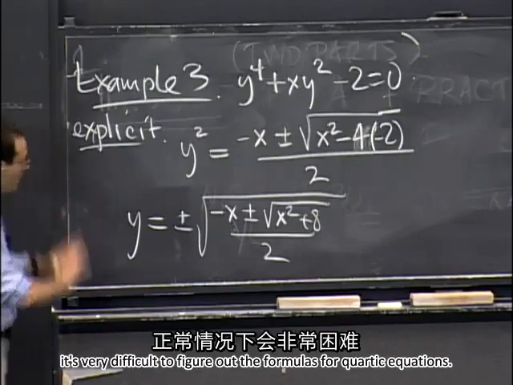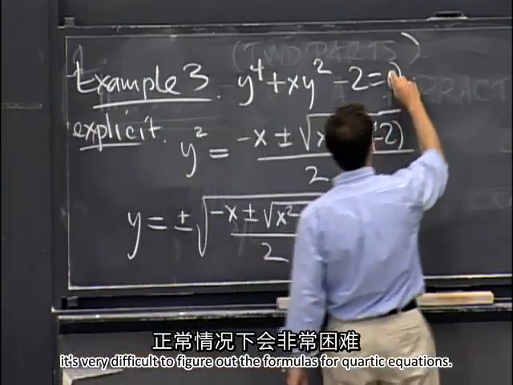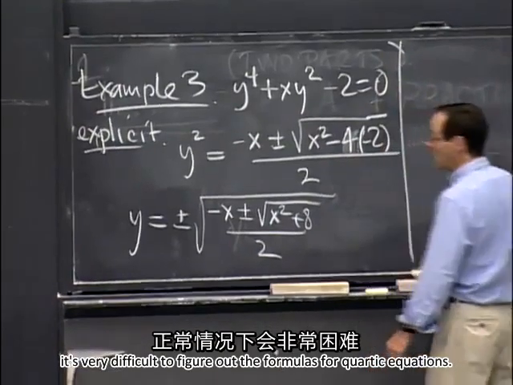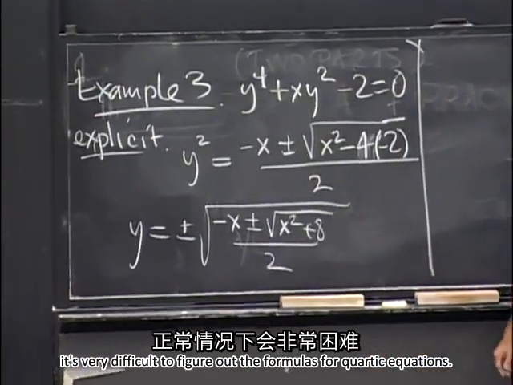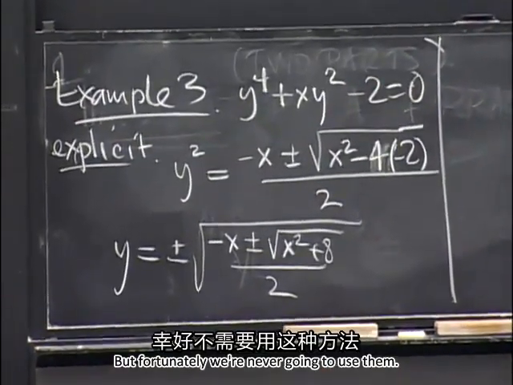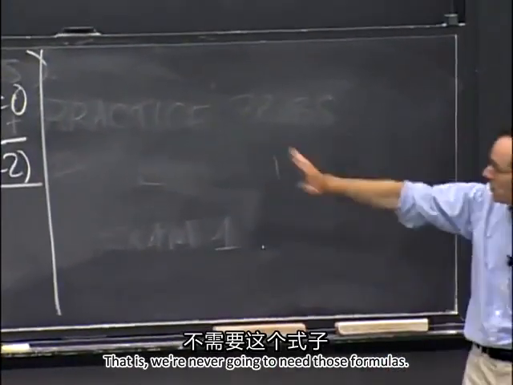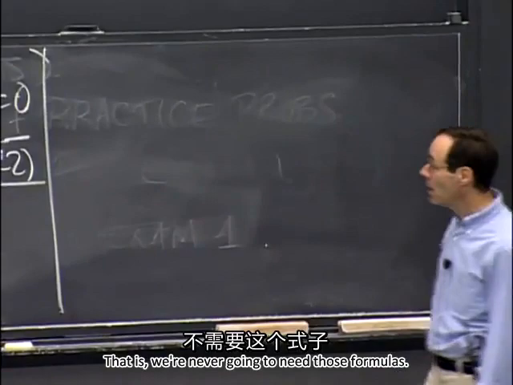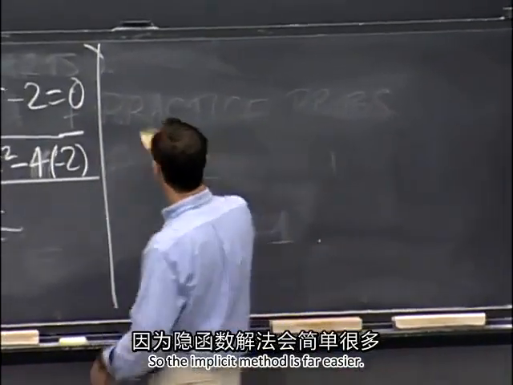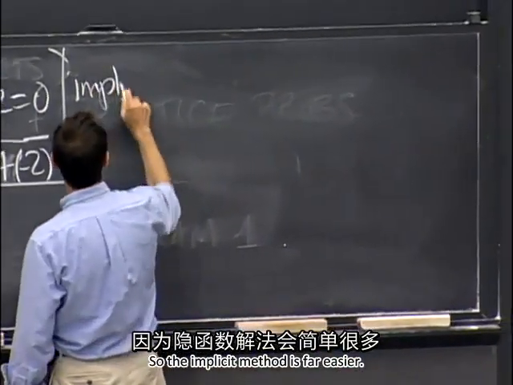And in general, it's very difficult to figure out the formulas for quartic equations. But fortunately, we're never going to use them. That is, we're never going to need those formulas. So the implicit method is far easier.